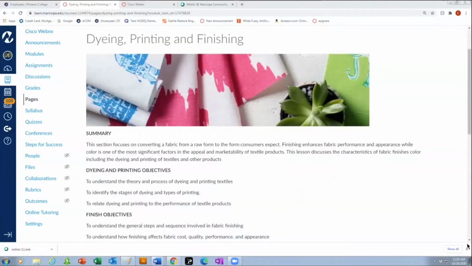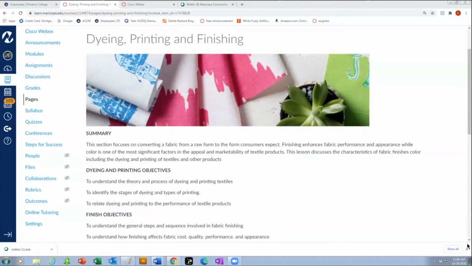So this lecture is on what's called fabric conversion. We're starting this section on fabric conversion, basically taking that greige good, that term that we learned the first week, like a piece of gray, beige, off-white canvas or linen, and how to convert it through dyeing, printing, and finishing. So, fabric conversion.